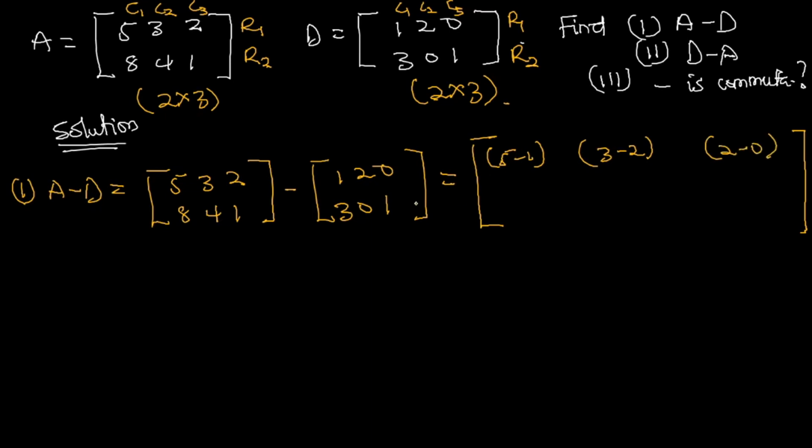So I come down. I have 8 here and 3 here, so it's going to be 8 minus 3. Then 4 minus 0. And then the last one, 1 minus 1.